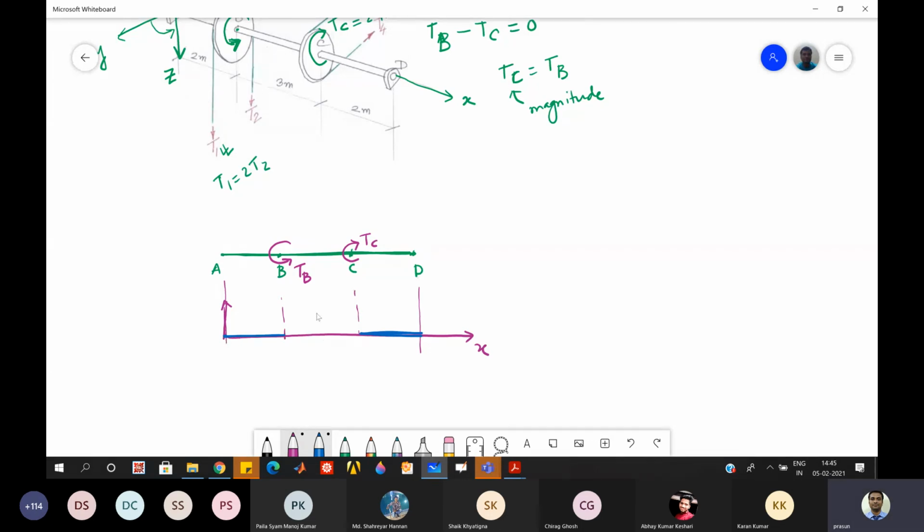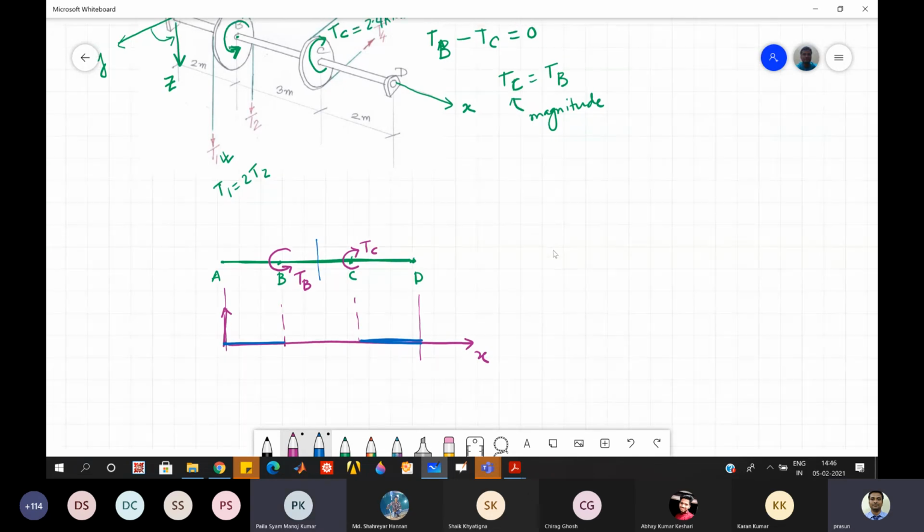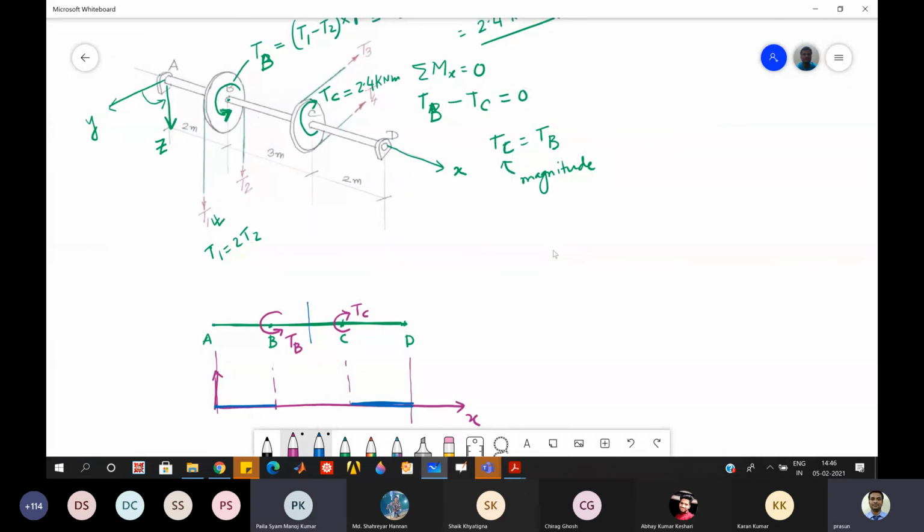Now looking at the problem, between B and C the torque will be constant. So it is a horizontal line from B to C, and the only thing I have to see now is whether it is positive or negative. Now you tell me what should be the sign. Negative, sir.